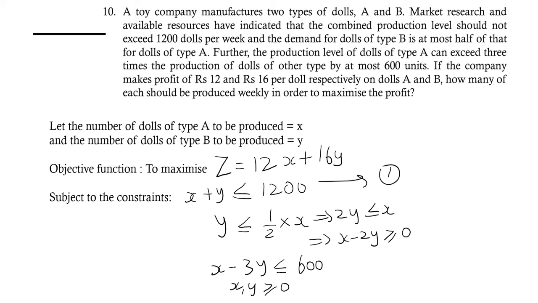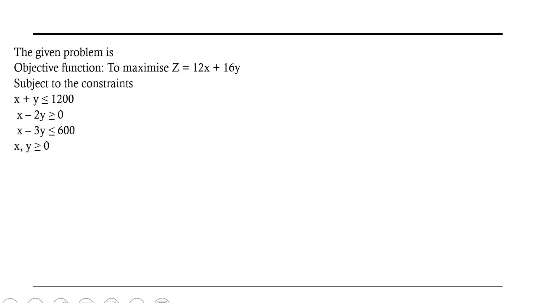So this is the first constraint, second constraint, third constraint and the non-negative constraints. I hope this is clear. Next we will have the formulation. The given problem is to maximize z equals 12x plus 16y subject to the constraints x plus y less than or equal to 1200, x minus 2y greater than or equal to 0 and x minus 3y less than or equal to 600. And we have the non-negative constraints x and y greater than or equal to 0.